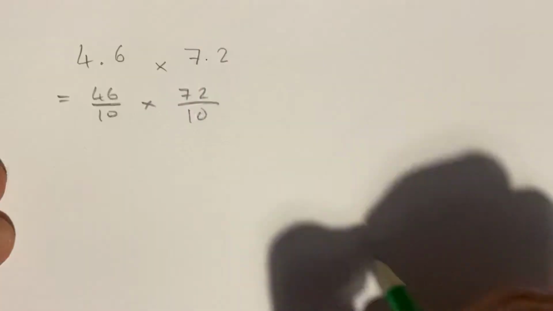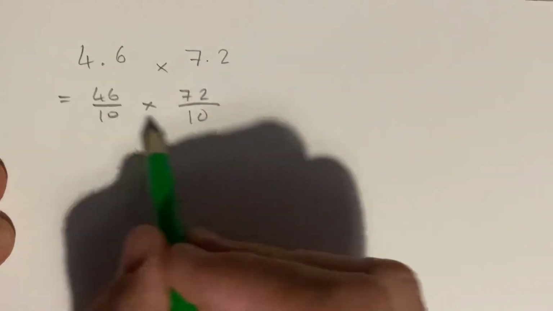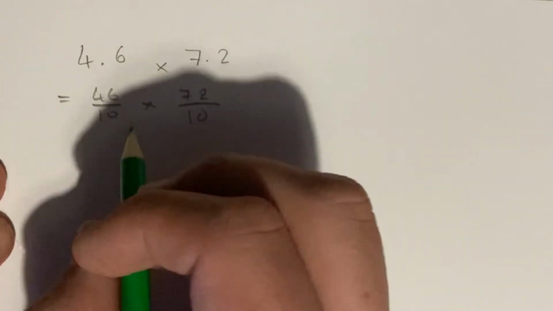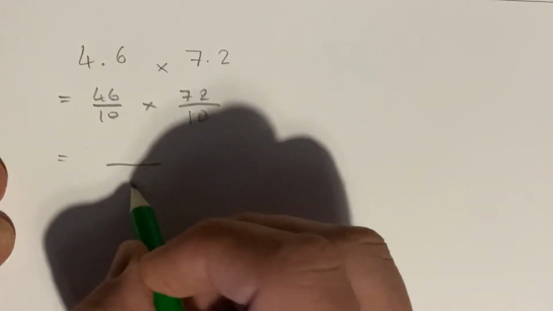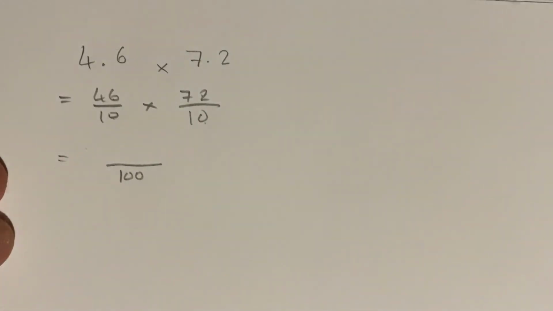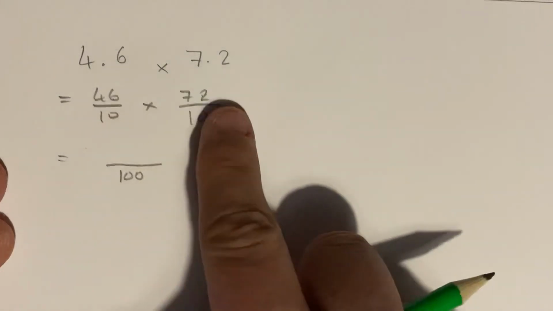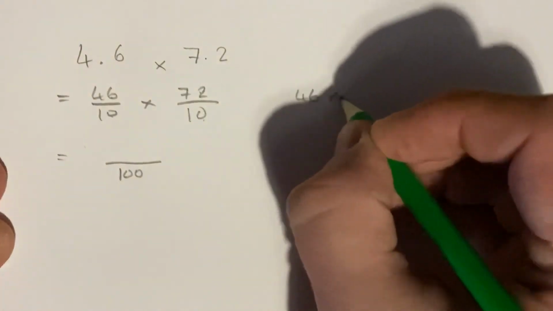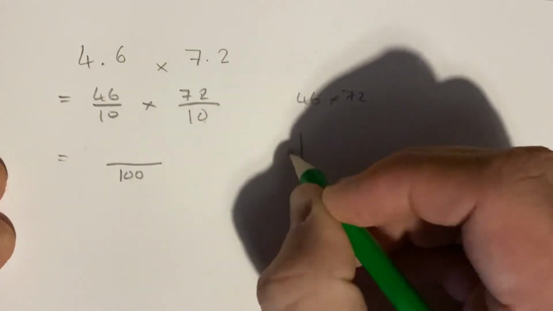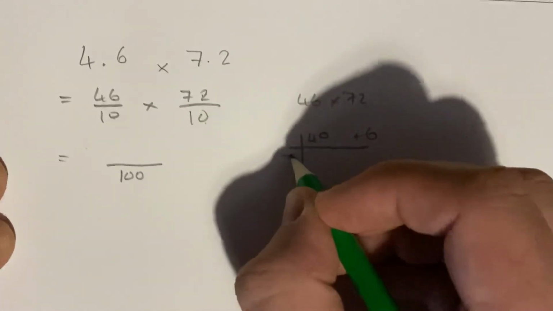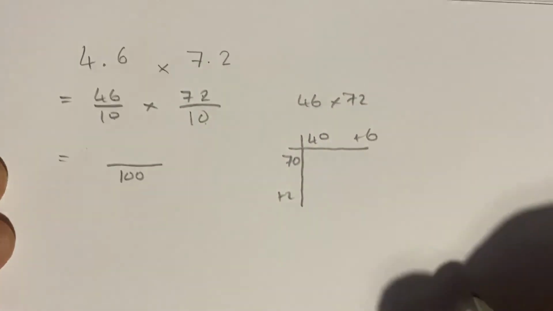72 tenths. And when we're multiplying two fractions together, it's just top times top, bottom times bottom. Well, the bottom bit's fairly easy, I'm hoping. 10 times 10 is 100. And we should know by now how to multiply or divide by 100. The hard bit's going to be the 46 times 72. So we'll just do it here. 46 times 72 with my grid method. I've got 40 plus 6. I've got 70 plus 2.